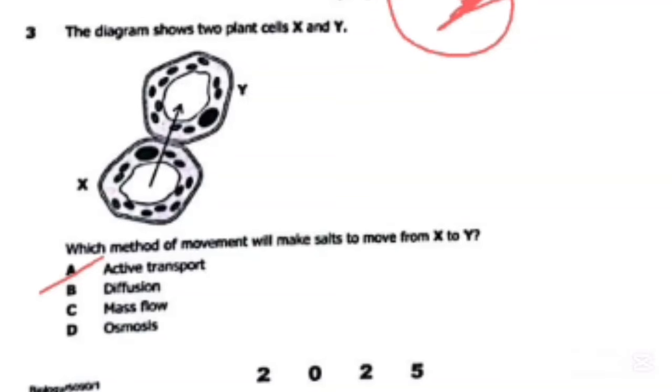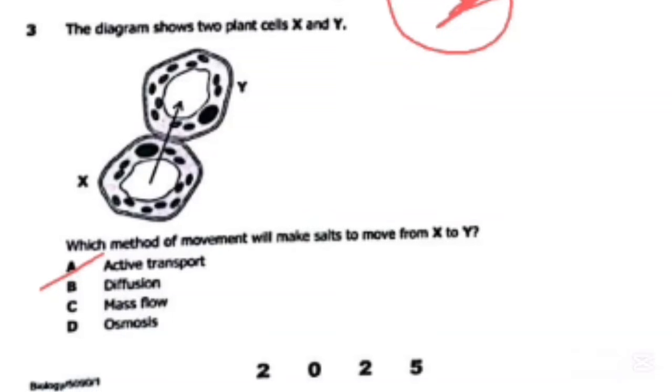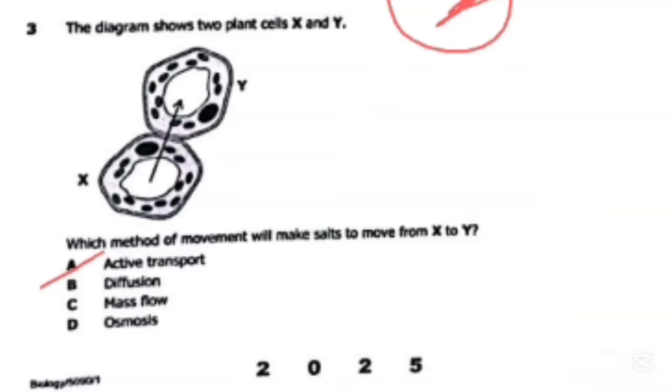The movement of salt enters the cell via active transport. Now why is diffusion wrong? We said that diffusion involves what? Smaller particles. But salt is not a smaller particle. We can see it, but diffusion involves substances which we cannot see.